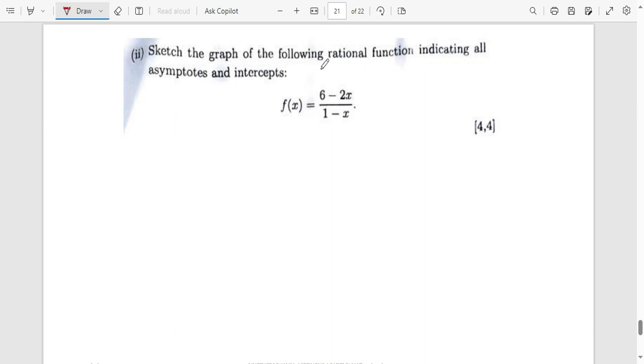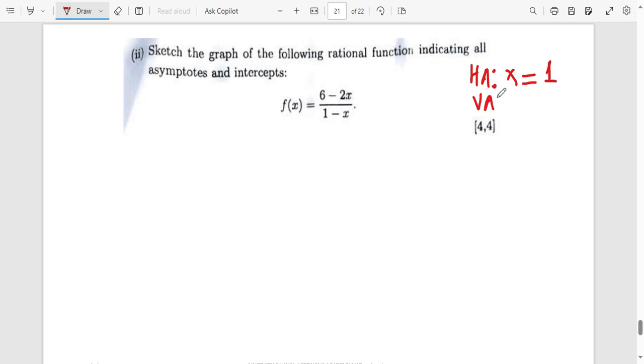Sketch the graph of the following rational functions indicating all their asymptotes. First things first, to find the asymptotes, the denominator can't be equal to 0. 1 minus x shouldn't be equal to 0, meaning that x cannot be equal to 1.